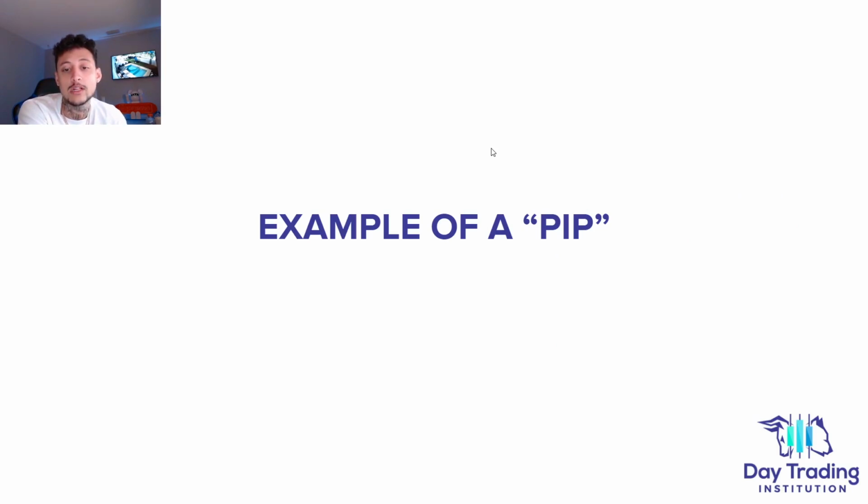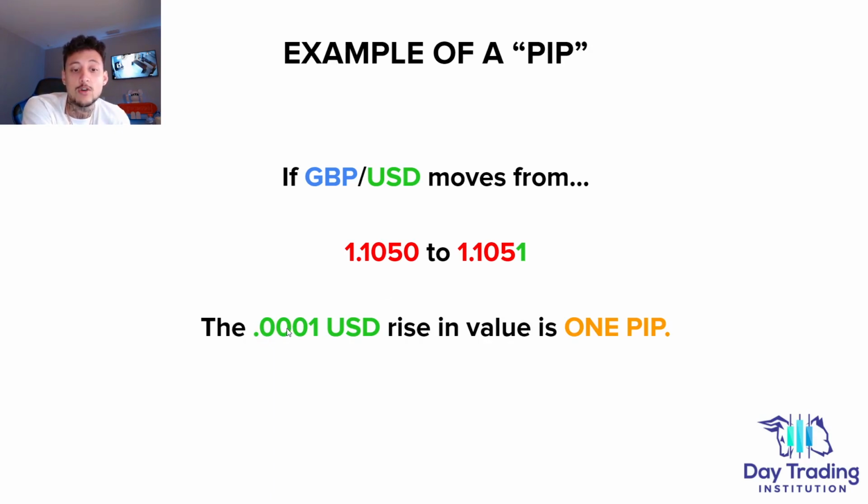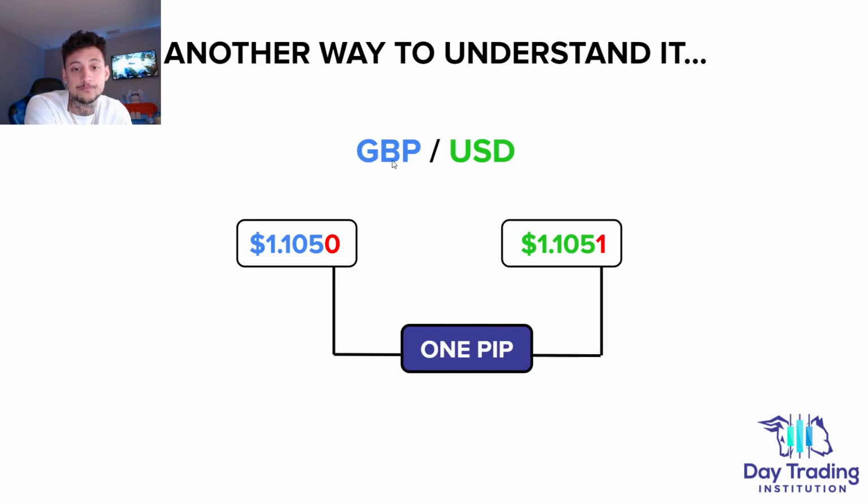Now let's go over an example of what an actual pip is. If GBP USD moves from 1.1050 to 1.1051, then the 0.01 USD rise in value is going to be 1 pip. So if price went from 1.1050 to 1.1051, that's a 1 pip difference. The market went up 1 pip.